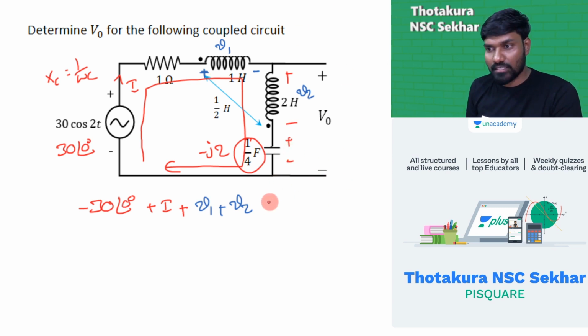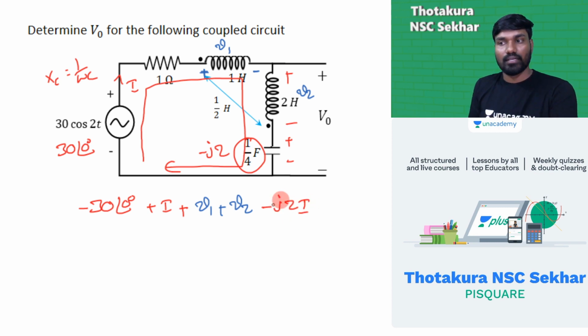I'm doing here plus, this is plus, current is I, XC value, sorry, this XC value I was supposed to write, right? This XC value is minus J2, right? Okay, so minus I into J2, minus J2I is equal to 0. Minus 30 at an angle 0 degrees plus I plus V1 plus V2 minus J2I is equal to 0.